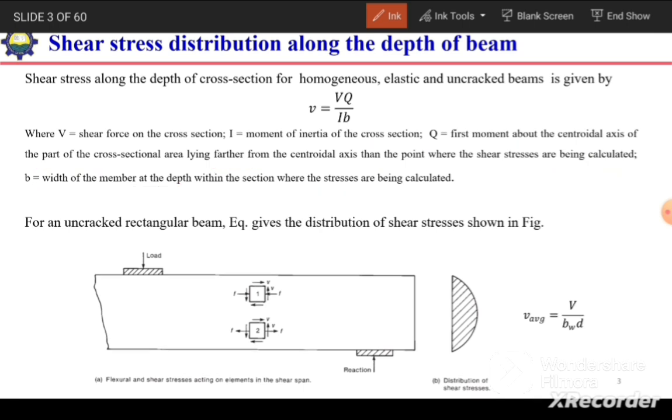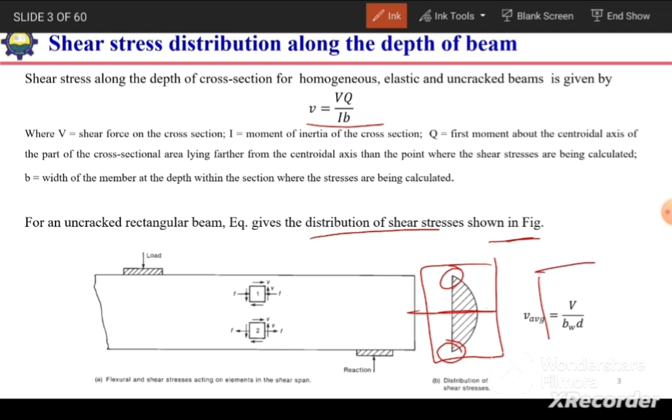For an uncracked rectangular beam, this equation gives the distribution of shear stress as shown in the figure. So we have shear stress 0 at the extreme top fibers, 0 at the extreme bottom fibers, and the maximum value of shear stress at the neutral axis or centroidal axis. This is exactly opposite to flexural stresses, which are maximum at the top and bottom but 0 at the centroidal or neutral axis.